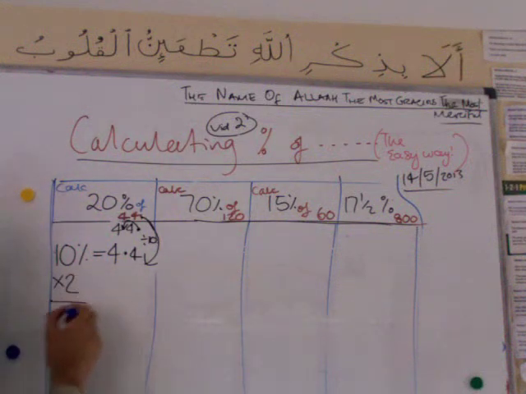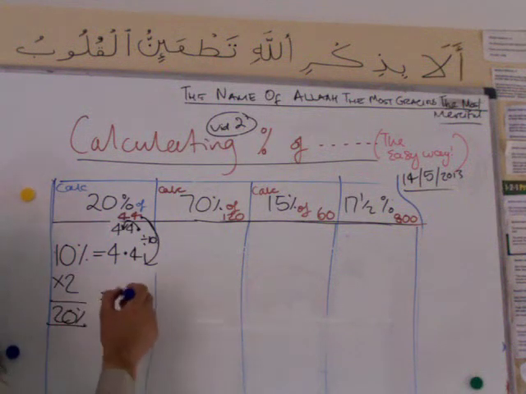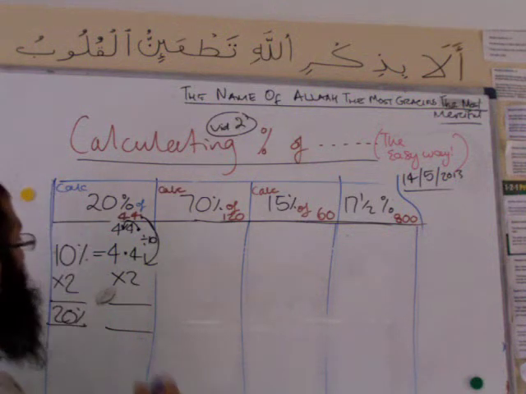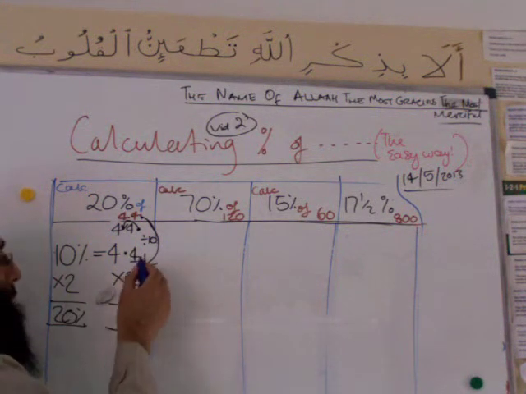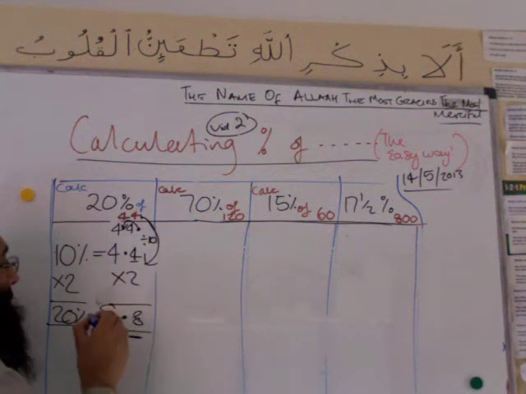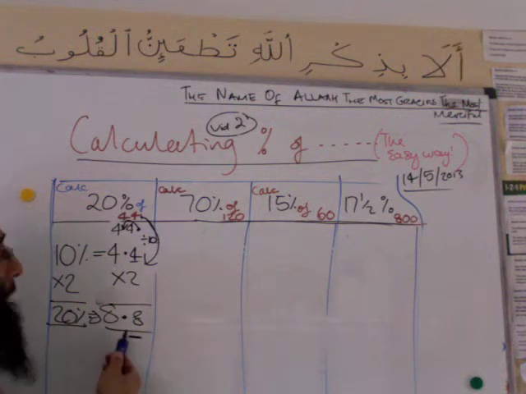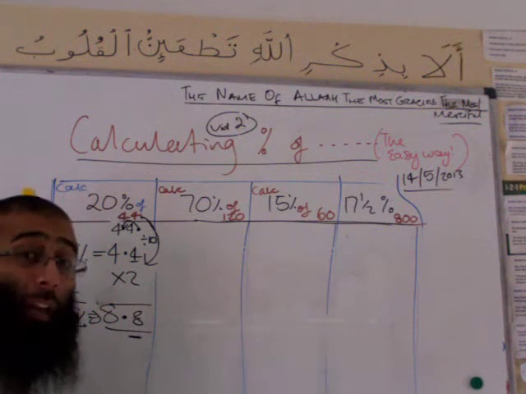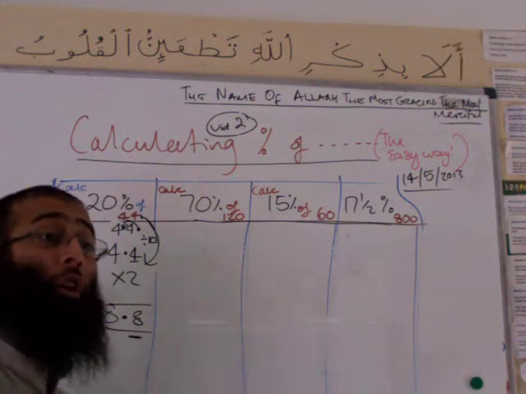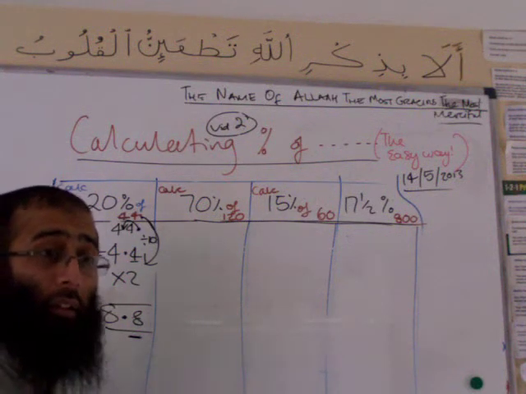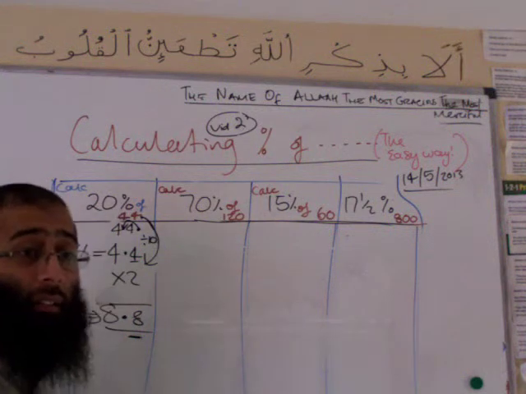And to get to 20%, what do we do? If 10% is 4.4, then 20% is going to be double 10%. So 4.4, if we double it, you have one decimal place, so one in the answer. 4 times 2 is 8, 4 times 2 is 8. So 20% is 8.8. We started off with the 10% technique and then doubled the answer. If you work out 30%, you work out 10% and then triple it. For 40%, you work out 10% and then times it by 4. For 60%, work out 10% and times it by 6.